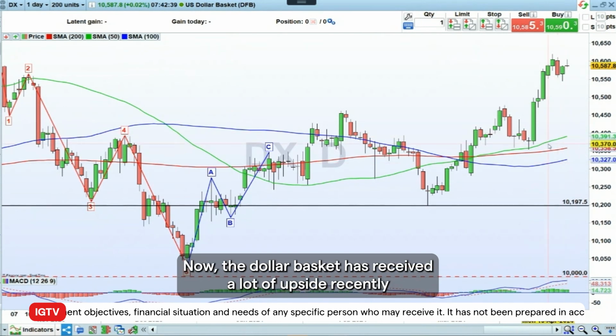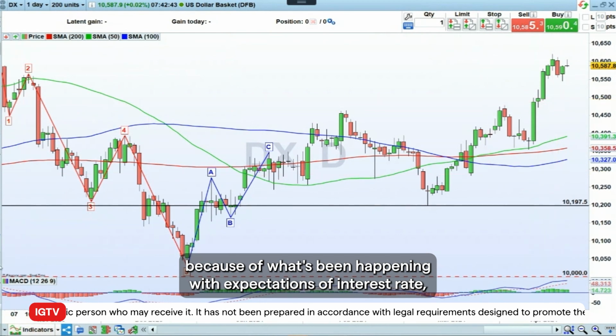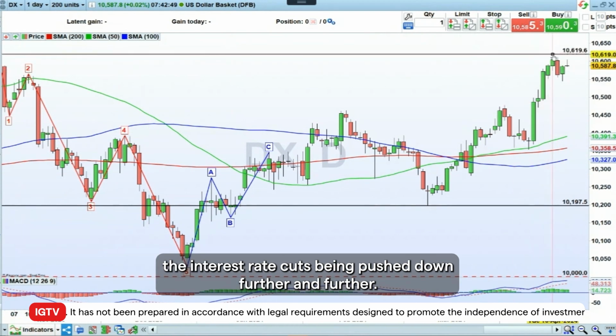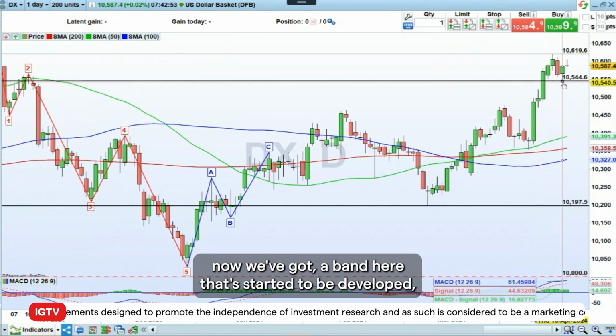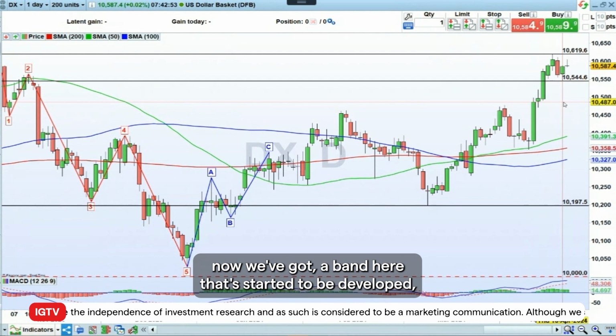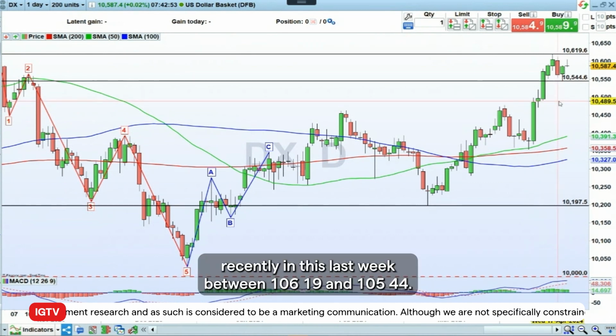Now, the dollar basket has received a lot of upside recently because of what's been happening with expectations on interest rates, the interest rate cuts being pushed out further and further. Now, we've got a band here that's started to be developed recently in this last week between 106.19 and 105.44.